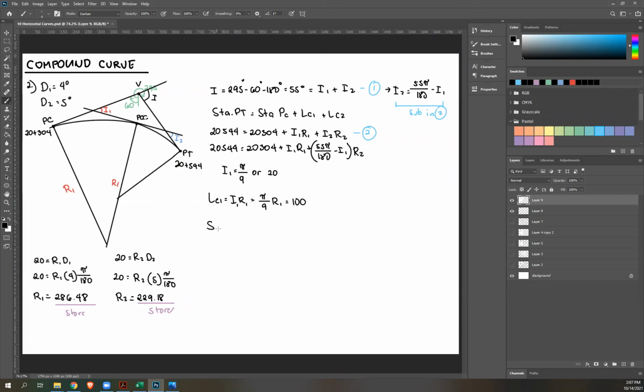Okay, great. Now remember, our goal was getting station PCC. And that's just station PC plus LC1, because this is LC1. Station PCC once more is 20,304 plus 100. The answer to that is 20,404. So to write that in station form, that's 20 kilometers plus 404 meters. And that's it for number 2 for compound curves. Do you have any questions? Please answer in the chat.